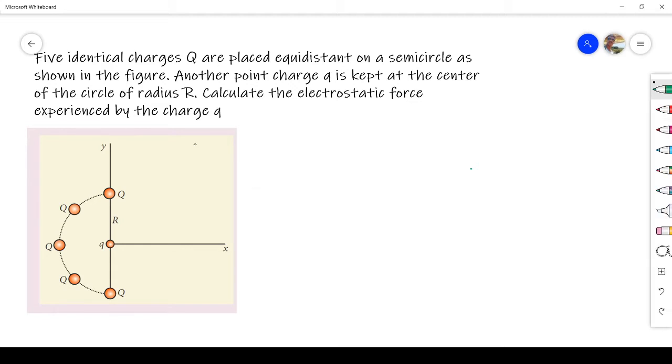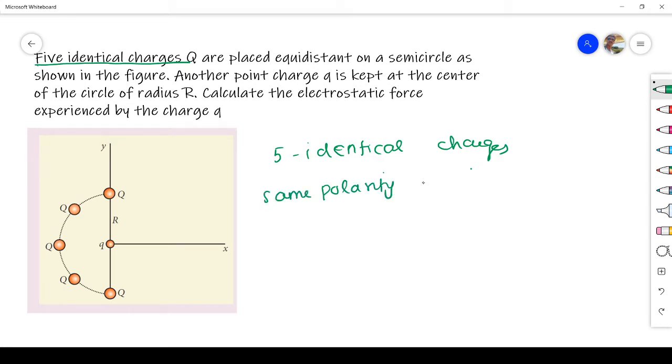So what they are telling, they are having 5 identical charges, right? What do you mean by identical charges? They should have the same polarity, right? And they should have the same magnitude. The magnitude must be the same, the polarity must be the same.